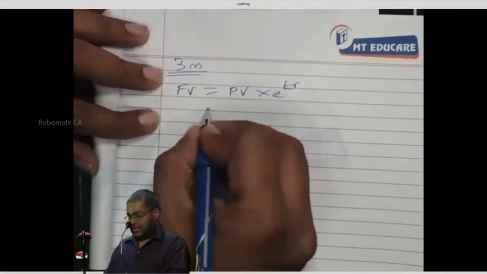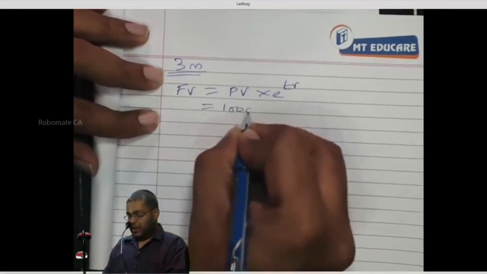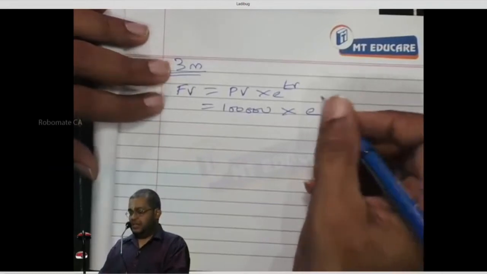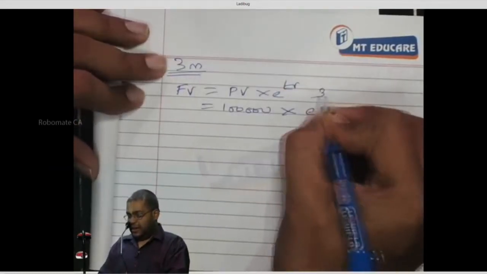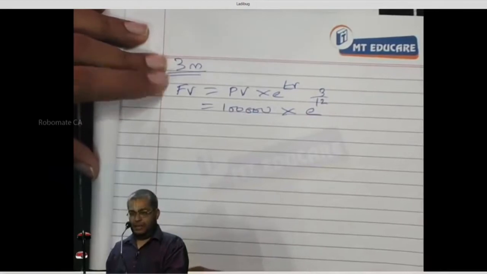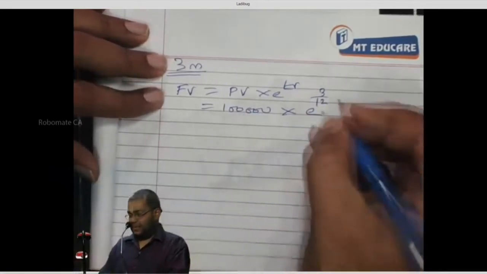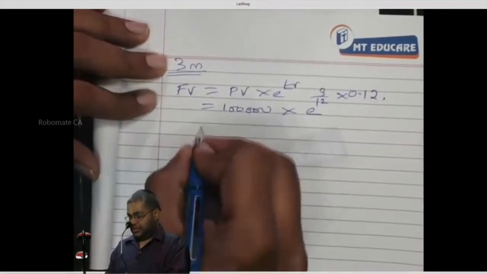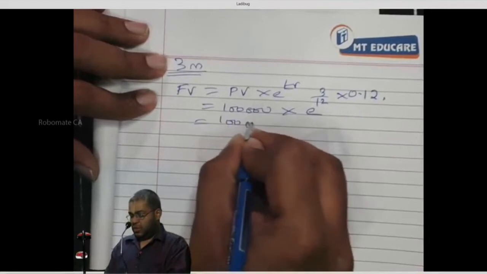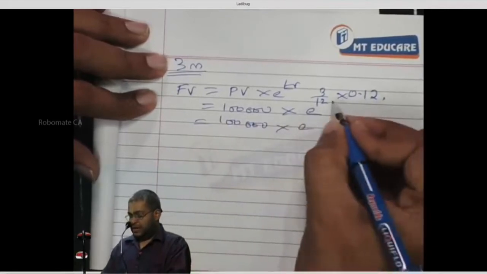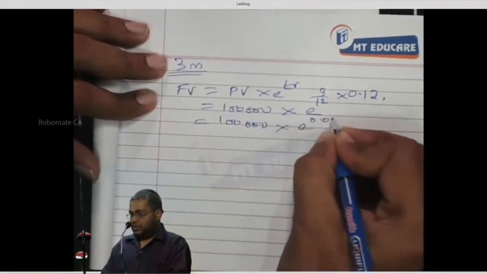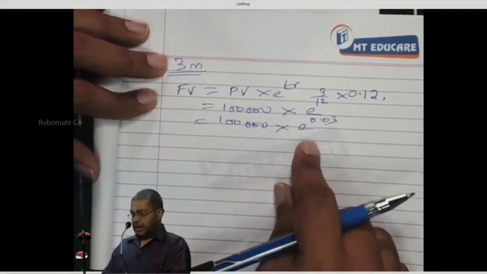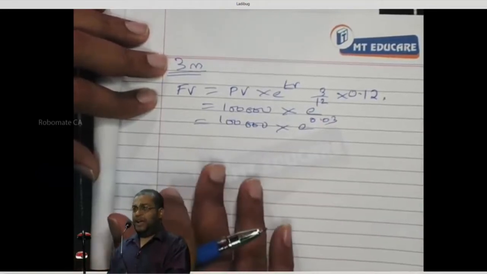Now, which is equal to, what is present value? 1 lakh into e power t. How many years is 3 months? 3 by 12 years. Correct? 3 by 12 years into the rate of interest, 0.12. E power 3 by 12 into 0.12. Then 1 lakh into e power is going to be what? 0.03. 3 by 12 into 0.12 gives you 0.03. 1 lakh into e power 0.03. I hope everybody is understanding it or not?